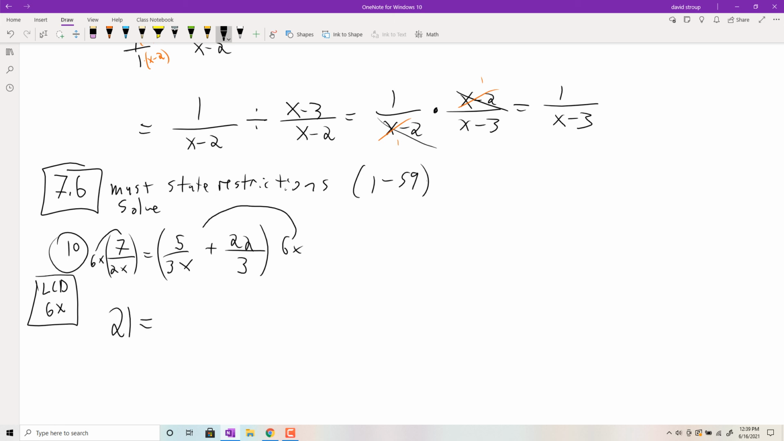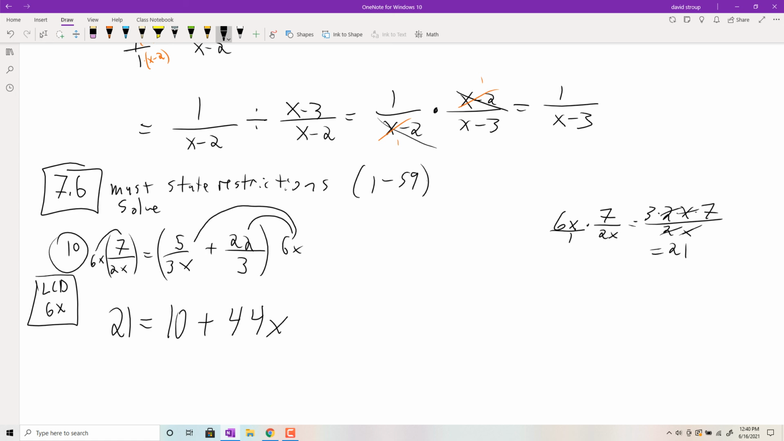This times this, 6x over 3x is just 2, so 2 times 5 is 10, plus this times this. 6 over 3 is 2 again, so 2 times 22, and then there's an x, so 44x. Okay. If you didn't catch that, usually what I did in the lecture was kind of write it all out. 6x times 7 over 2x, and then you can think of 6x as like 6 over 1, and then you could factor. But hopefully you get to a point where you can do most of this in your head, right? I think you can remove the 2's and the x's, and you just get 21.